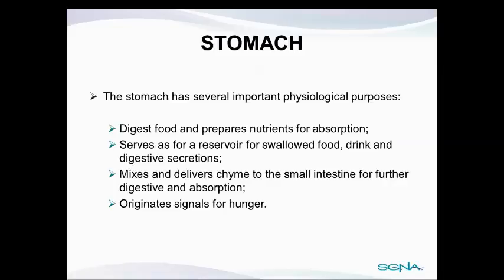The stomach has several important physiological purposes. It maintains relatively low microbes in the upper digestive tract. It digests and prepares nutrients for absorption. It serves as a reservoir for swallowed food, drink, and digestive secretions, mixing and delivering the chyme to the small intestines for further digestion and absorption, and it originates the signals for hunger.